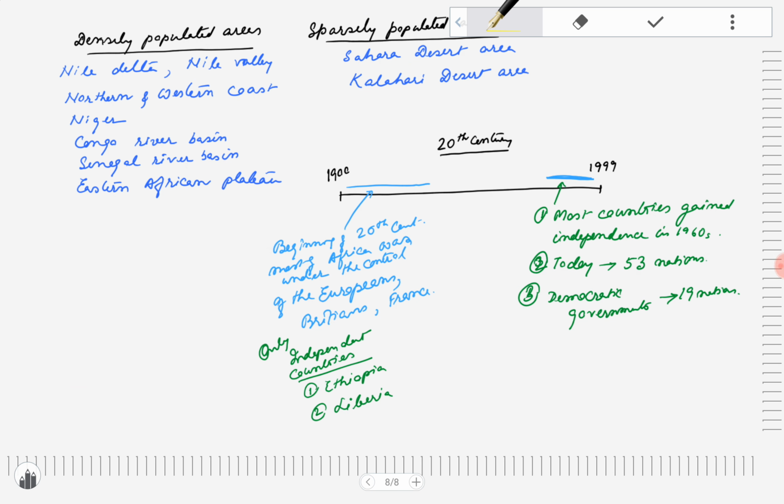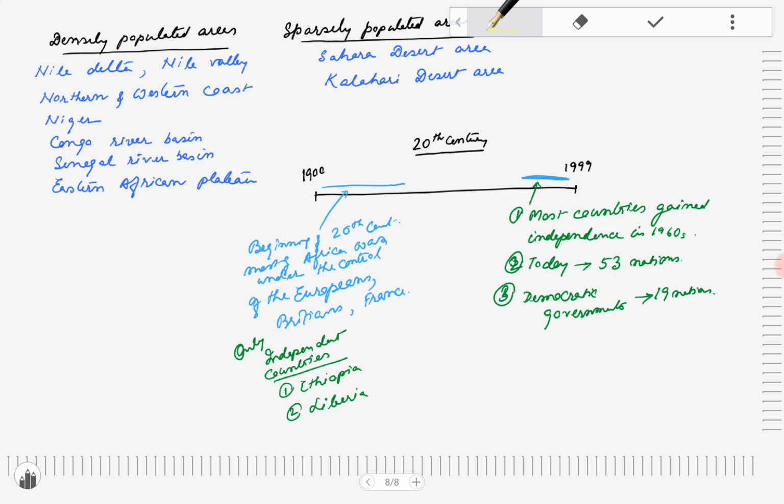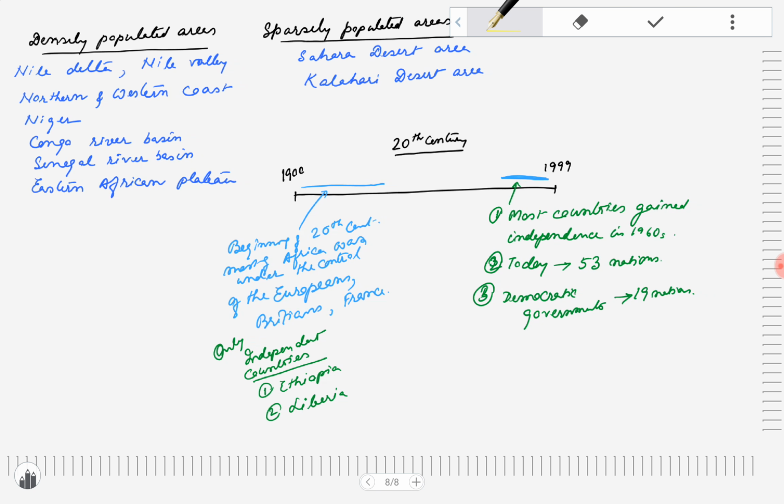So, densely populated areas are the Nile Delta, Nile Valley, northern and western coast, Niger, Congo River Basin, Senegal River Basin, and Eastern African Plateau, and the sparsely populated areas are the Sahara Desert area and the Kalahari Desert area.